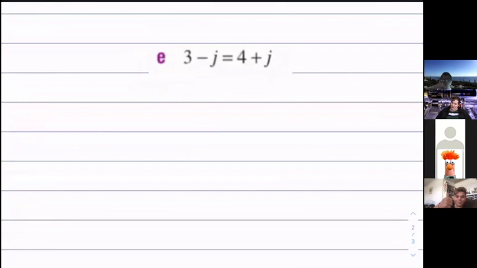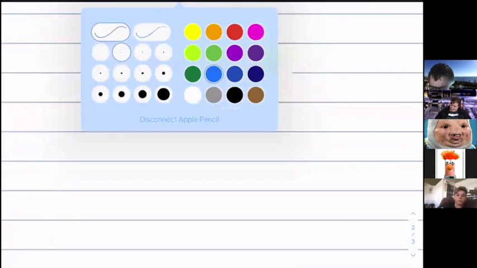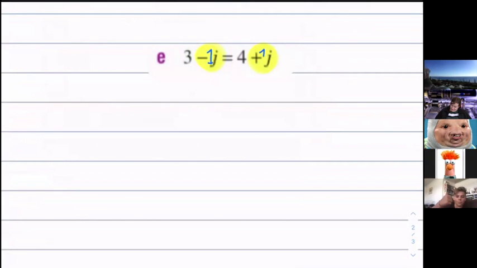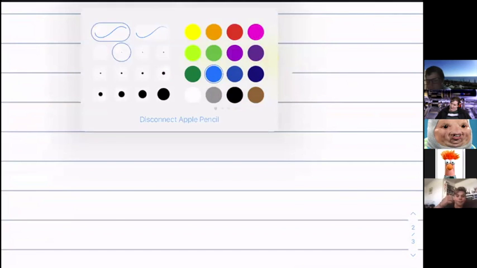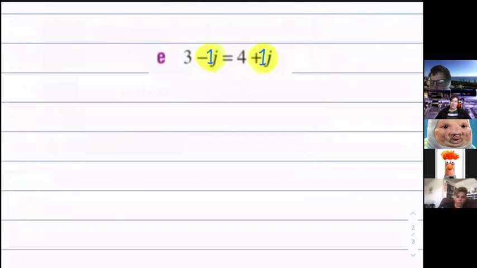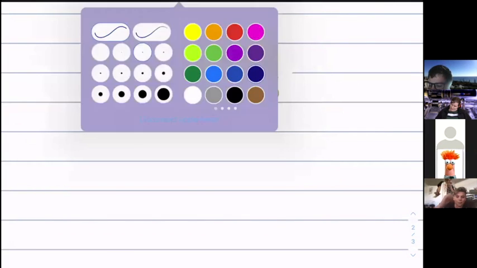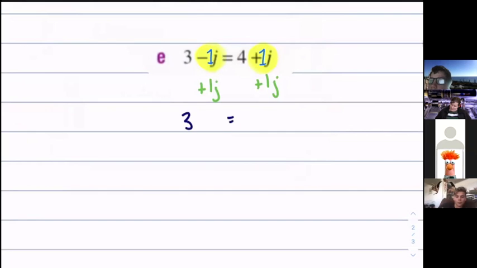Okay. Now this one has minus j and this one has plus j. So what we're going to do, well, negative 1, remember if there's nothing in front of it, it's like there's a 1 in front of it. What we're going to do is move that minus 1j over to the right, because positive 1's bigger than negative 1, yeah? So we're going to plus 1j to both sides. We've still got this 3 here, and we've still got this 4.